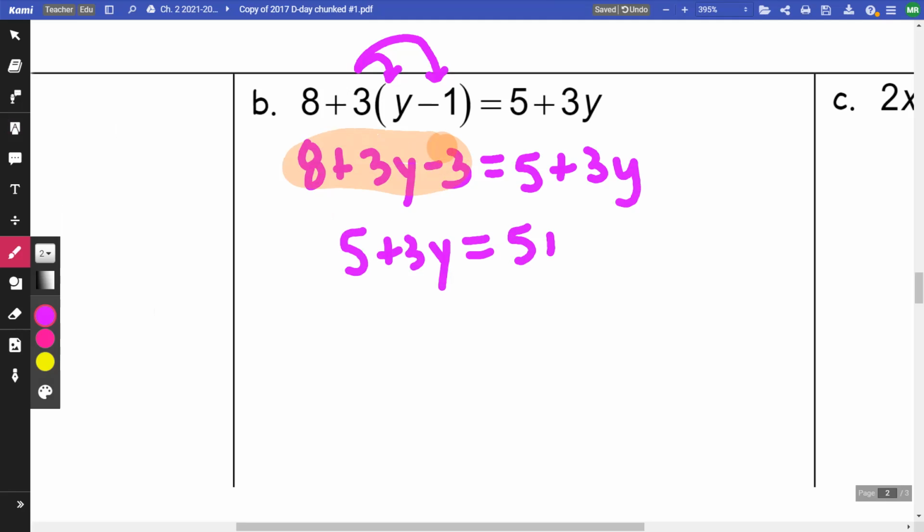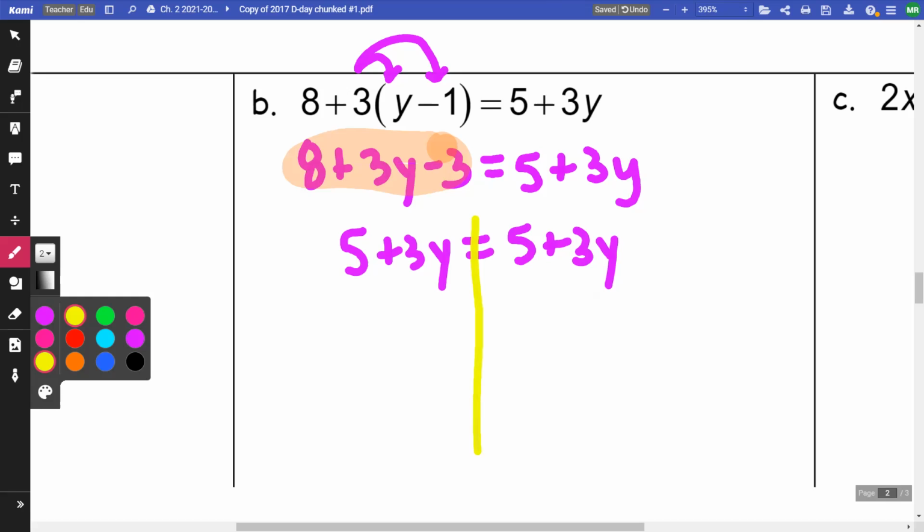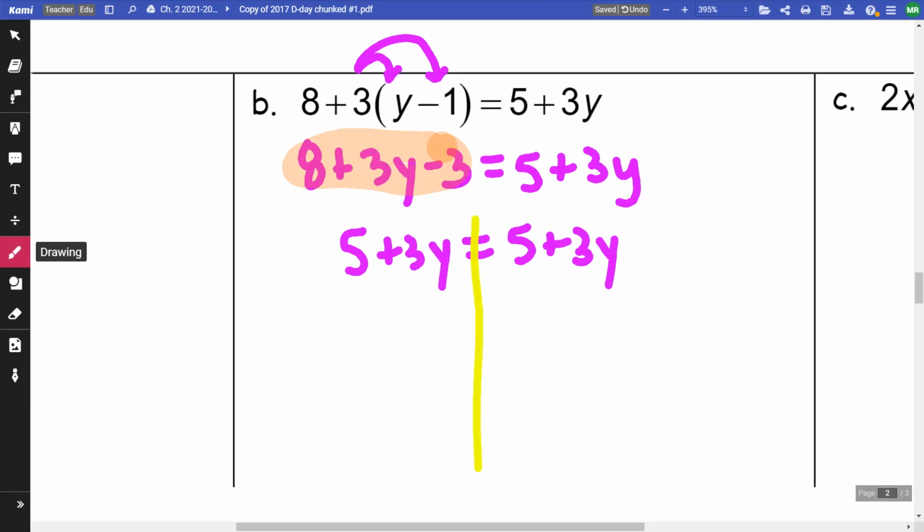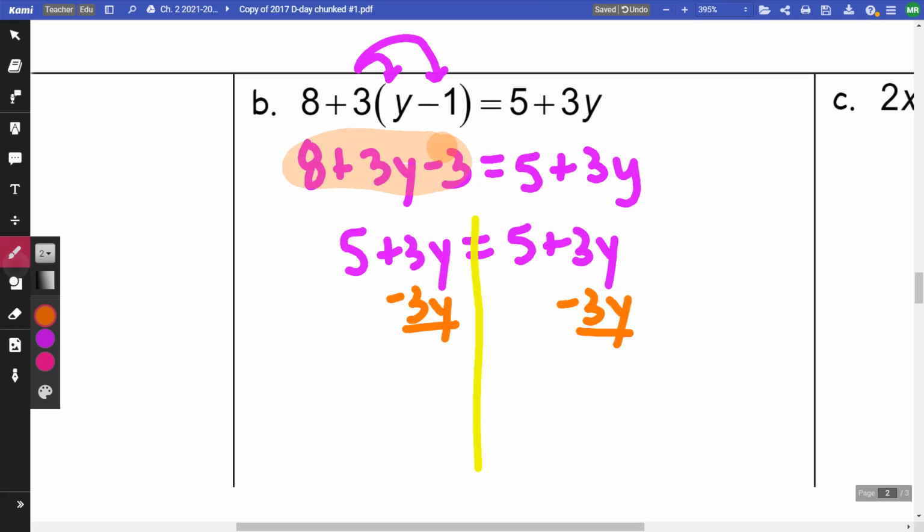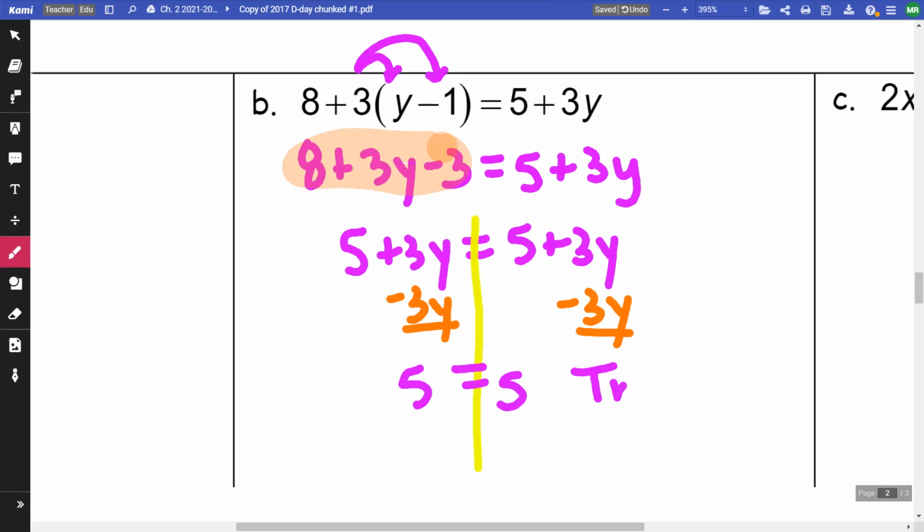Now, some of us might recognize, hey, it's the same on both sides. So that means the answer is going to be all real numbers. Some of us may not recognize that right away. So if you're not recognizing it, that's fine. But what I would recommend doing, always deal with your y's first. So I'm going to subtract 3y from both sides. And when I do, I get 5 equal 5, which is a true statement. And so when you end up with your variable disappearing and you get a true statement, your answer is all real numbers.